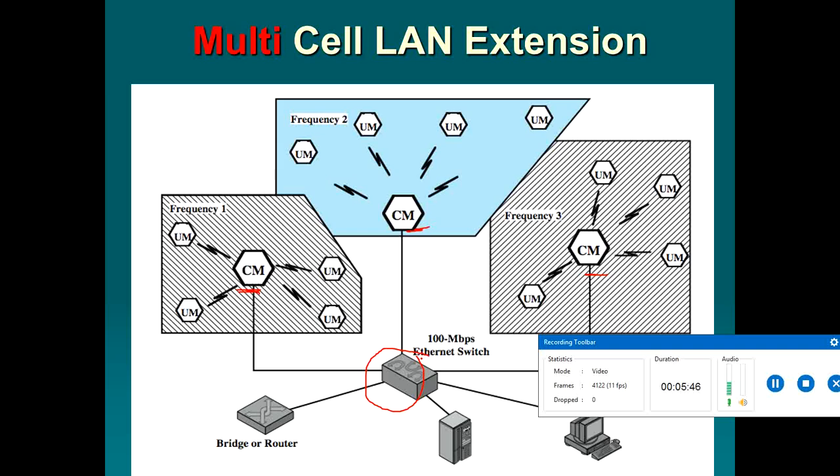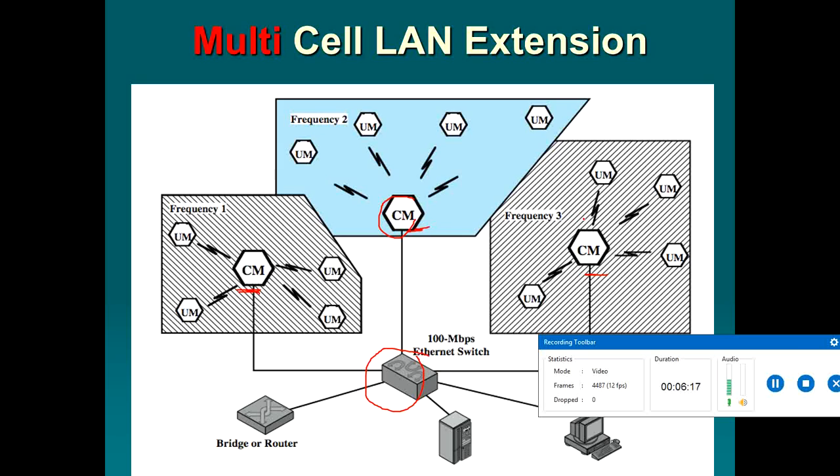So in this case, there are multiple control modules which are connected by a wired LAN. And each control module, if you see in this area, has some number of user modules. It supports a number of wireless end systems within its transmission range. Similarly, this control module has certain user modules or wireless end stations within its transmission range. And the same thing goes for the third control module. I can take an example.